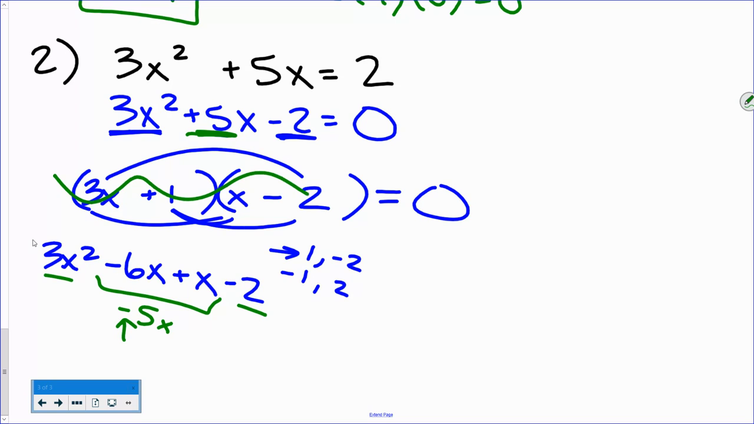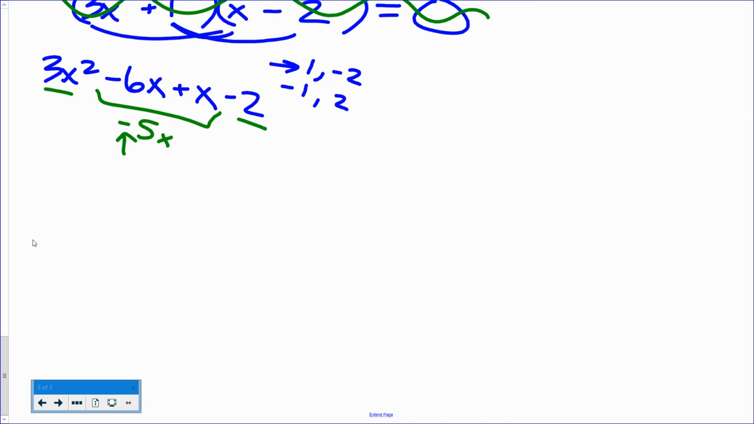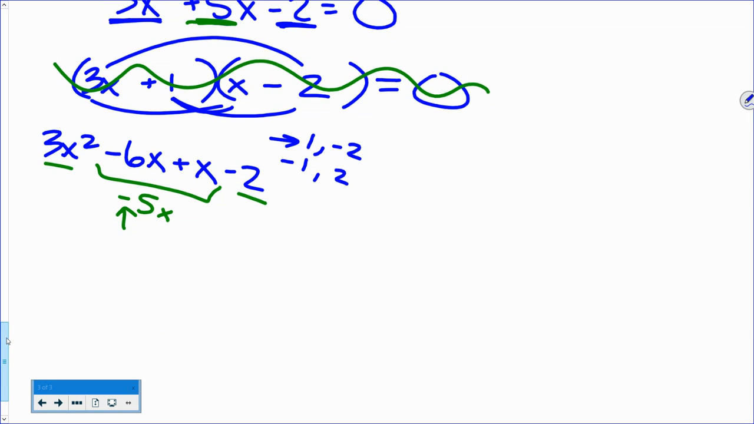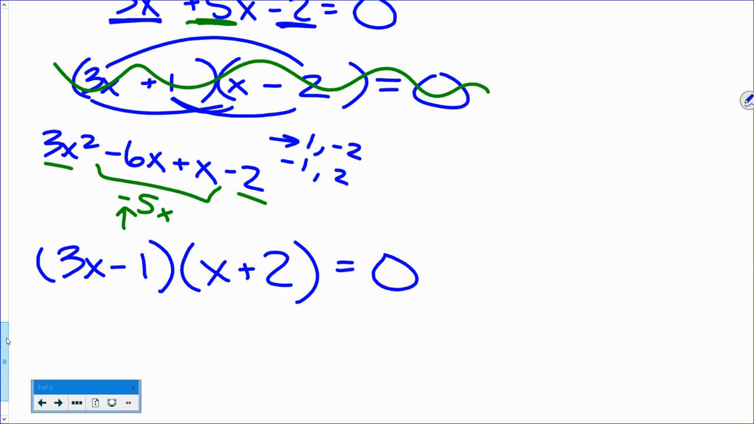So I don't want this. I'm just going to rewrite it so I remember what I had the first time. So that means I need 3x minus 1 times x plus 2. So I keep everything in the same order, the same place, but I switch the signs in the middle, and now I will add up and combine to 5x.